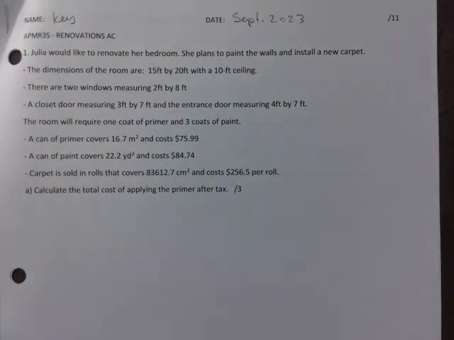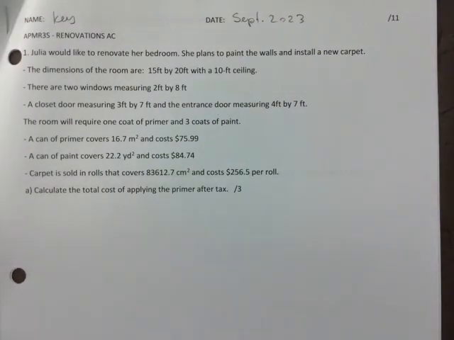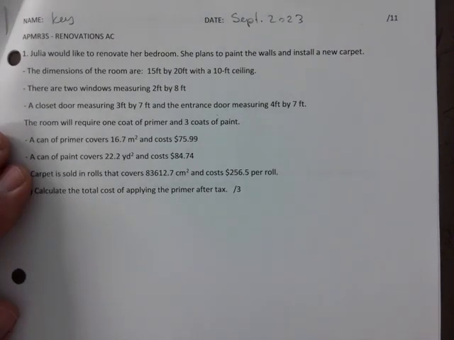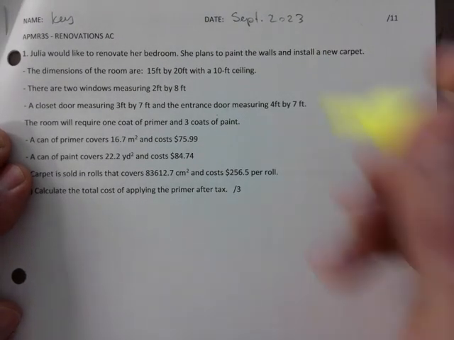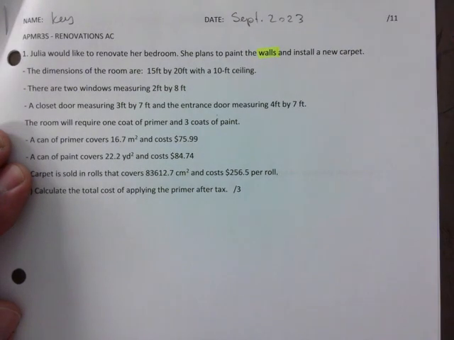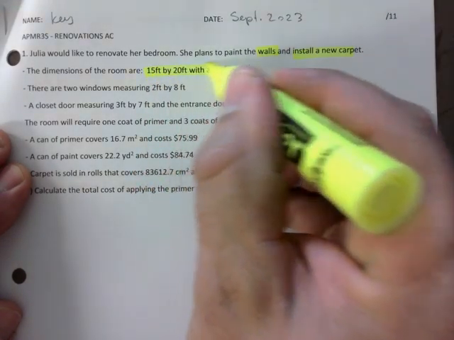Very loaded question, right? Lots of moving parts. So we're painting the walls, right? Just the walls, it doesn't say ceiling, and we're installing carpet, right? Those are the two main things being done. We know the dimensions of the room.